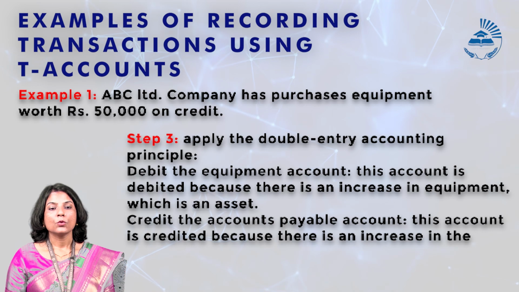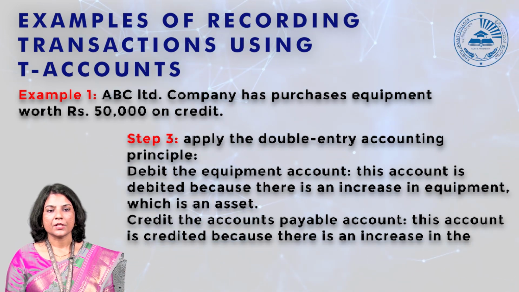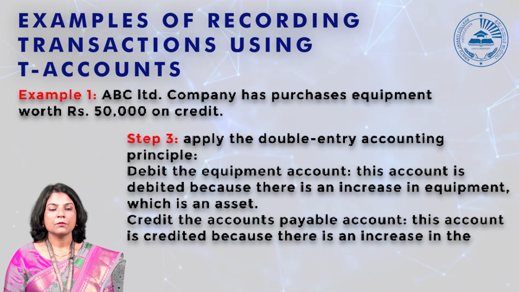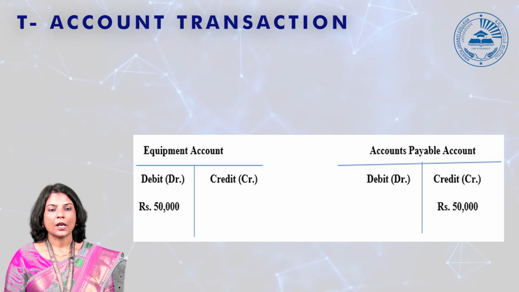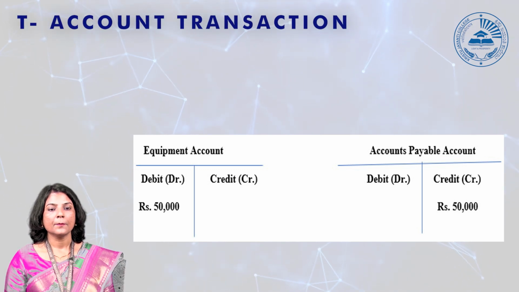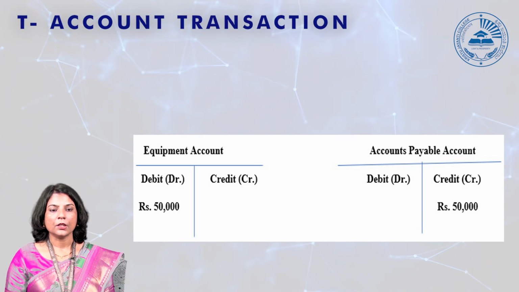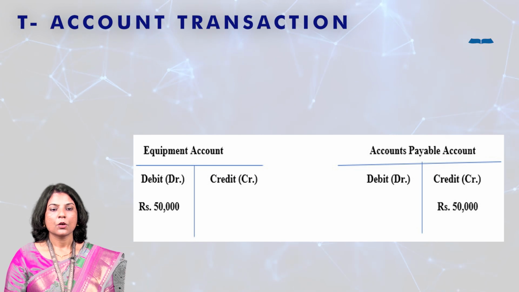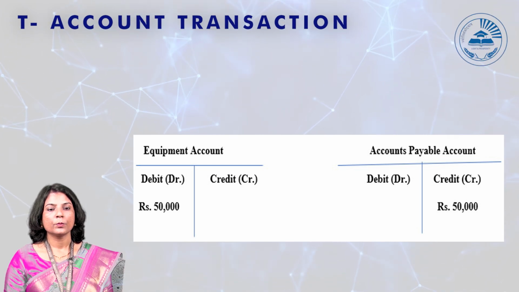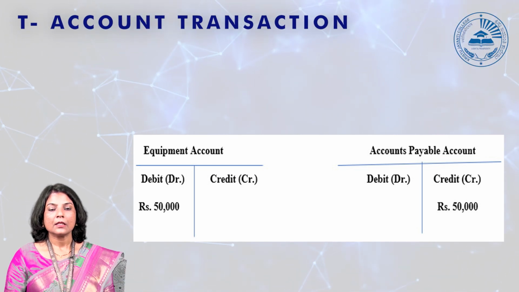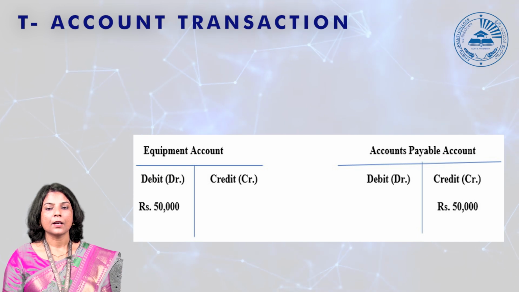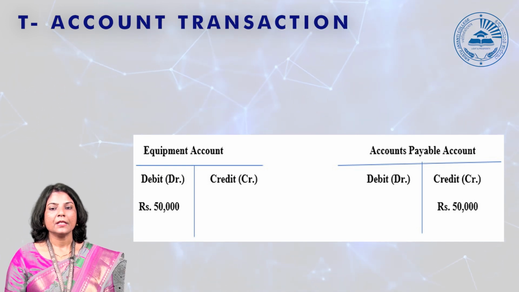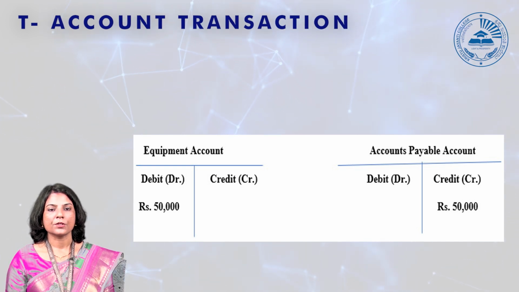So now how will we represent this in T account transactions? There are two accounts involved, equipment account. At the top we will keep the name of the account, that is the equipment account, debit of rupees 50,000 in equipment account, and credit here the second account involved, accounts payable account, which will be credited with rupees 50,000. So we make the T account transaction like this.